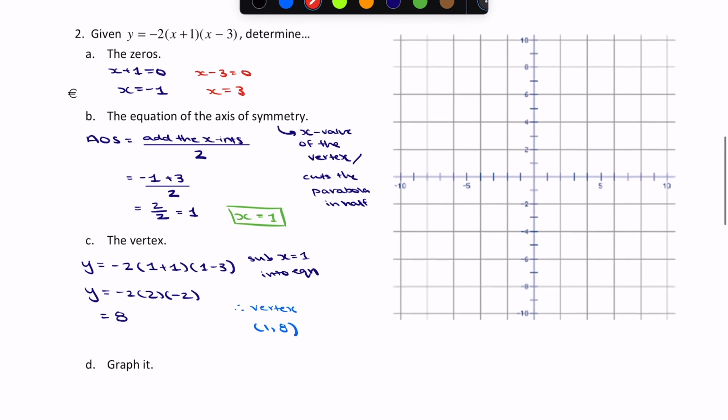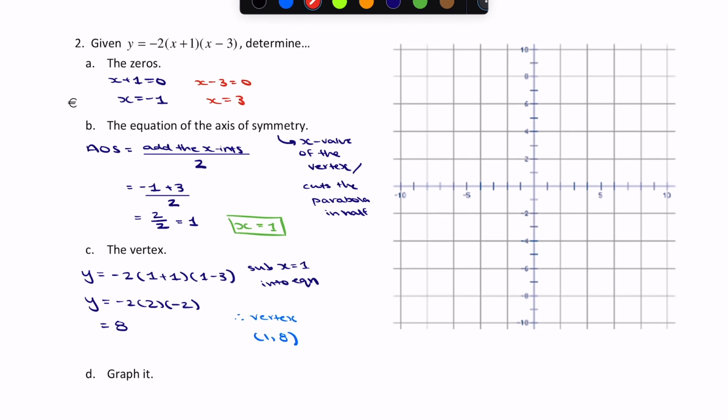So now let's graph it here. So remember, we have a 0 at negative 1. We have another 0 at 3. Our vertex is at 1 and 8. And so we can graph this, and we know that the a value is negative, so it should be opening down, which is what we see here.